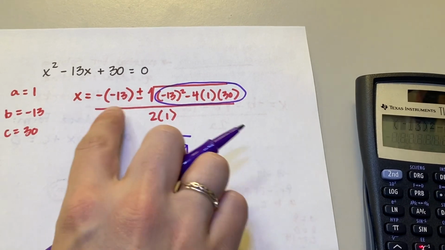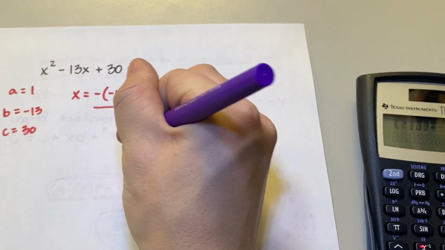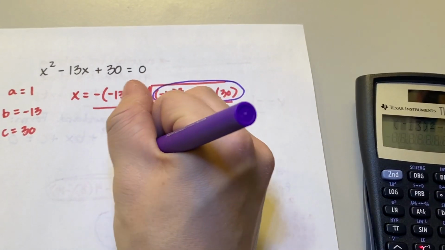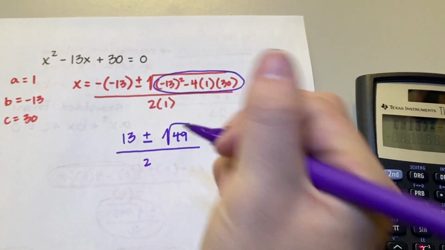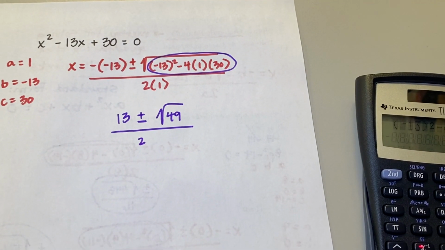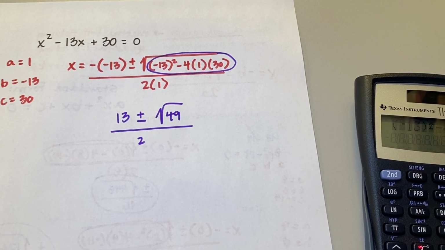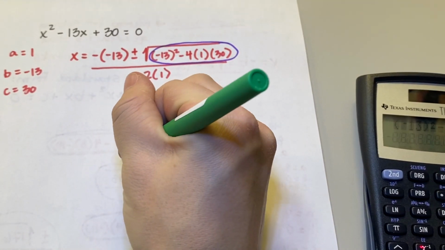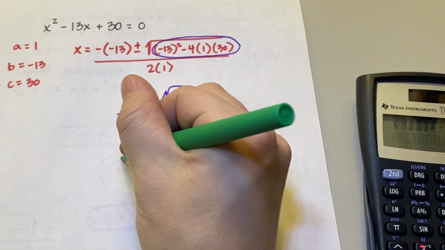Okay, let's deal with my double negative. What does a double negative turn into? A positive. So now I'm dealing with positive 13 plus or minus the square root of 49 divided by, what's 2 times 1? 2. Okay, here's where you're going to have feelings. Is 49 a perfect square? Yes, it is. What is the square root of 49? 7. So this turns into 13 plus or minus 7, divided by 2.